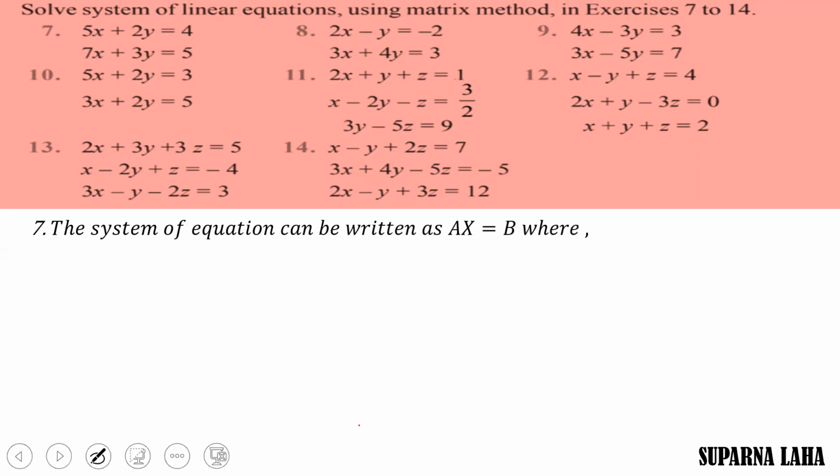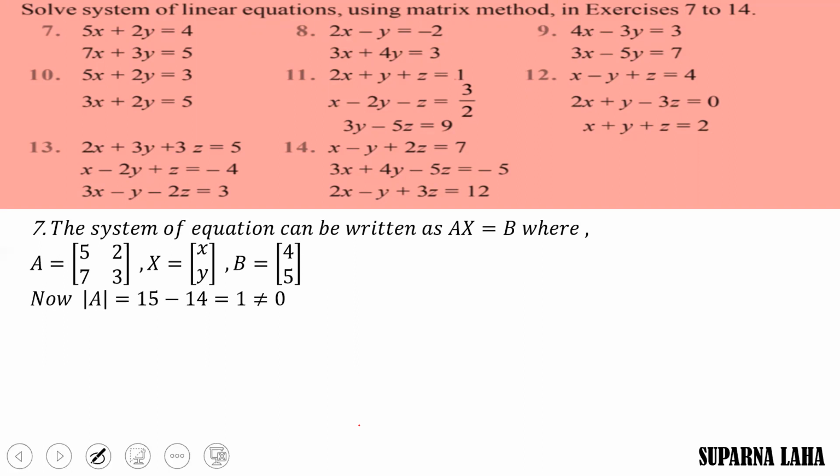So first of all, write down the system in the form AX equals B. That is, A is what? 5, 2, 7, 3, and B is 4, 5. Now, find the determinant, that is 1, non-zero. So if it is non-zero, A inverse exists. So write down A is non-singular and therefore A inverse exists.